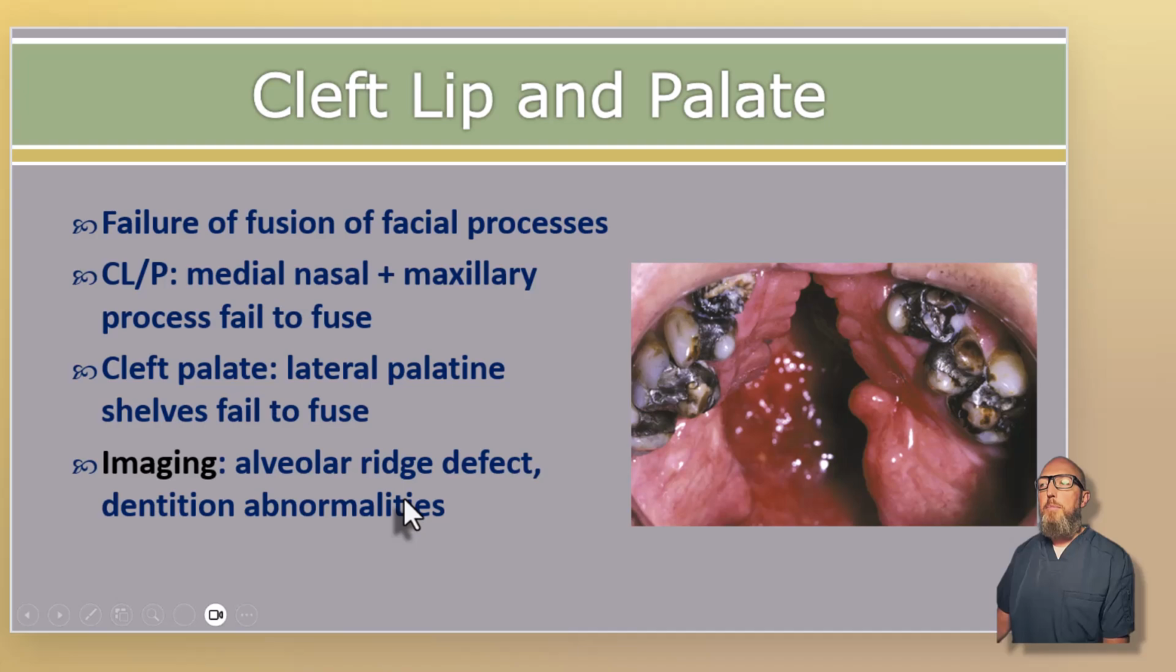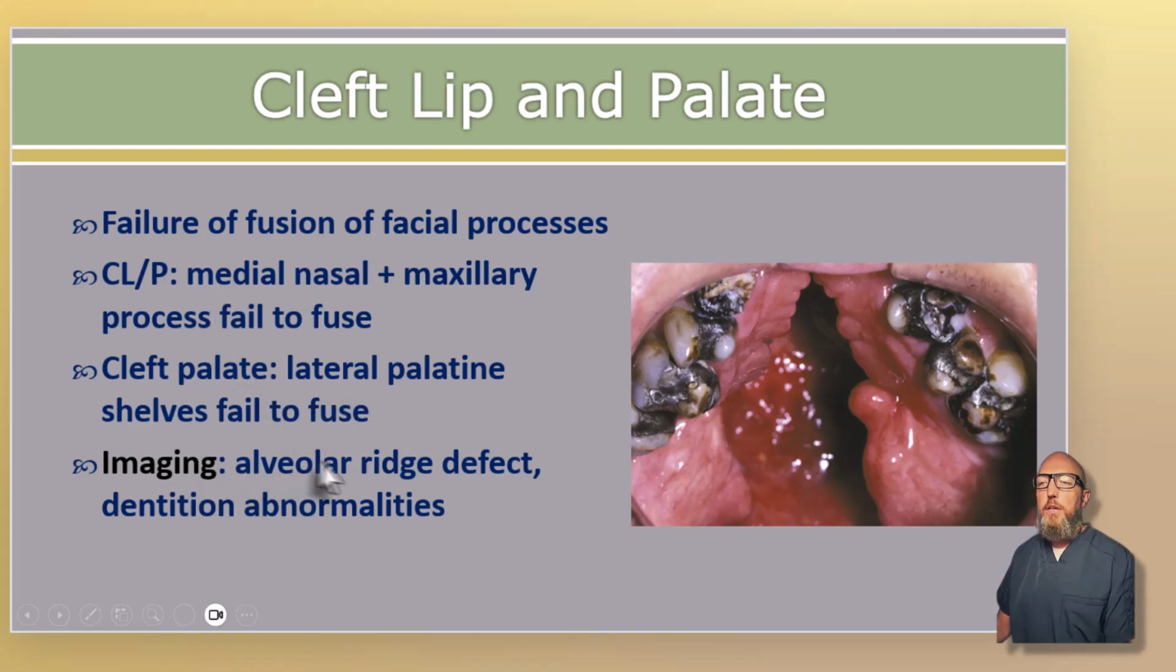So cleft lip and palate is one you've got to be familiar with. Failure of fusion of some of the facial process. When it's cleft lip and palate, that's medial, nasal, and the maxillary process failing to fuse. When it's just the cleft palate, that's the lateral palatine shelves failing to fuse. So they are kind of different processes.